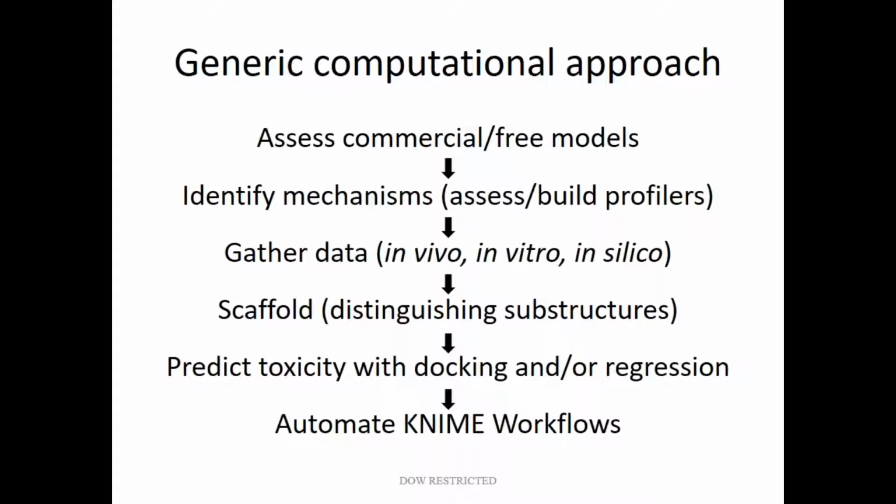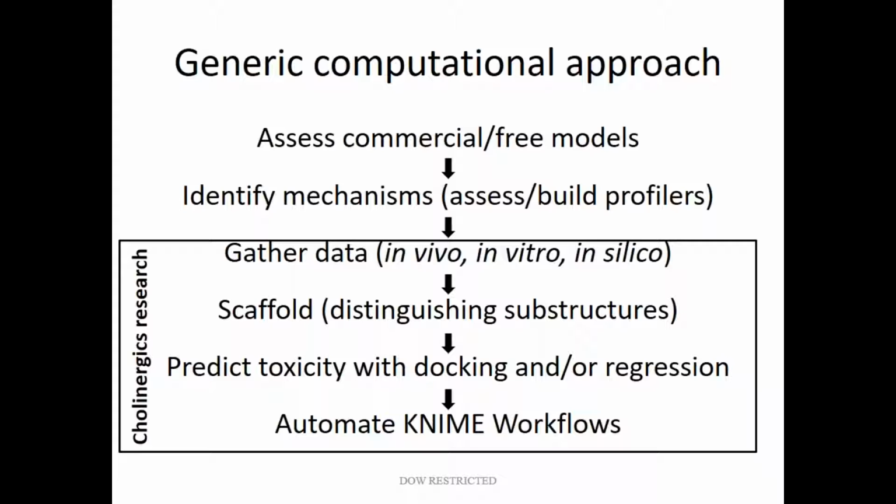So a generic approach that we derived is to first assess commercial and free models, and quite honestly, if they work, we're a dot com, we'd use them and we probably wouldn't follow up with a whole lot that falls below it. But they didn't, and I'll describe that. And then to focus on identifying mechanisms, assessing and building profilers, gathering data in vivo, in vitro, in silico, scaffolding. These are identifying distinguishing substructures, predicting the toxicity with docking, that's the interaction of proteins and ligands, and/or regression, and then automating everything in KNIME workflows.